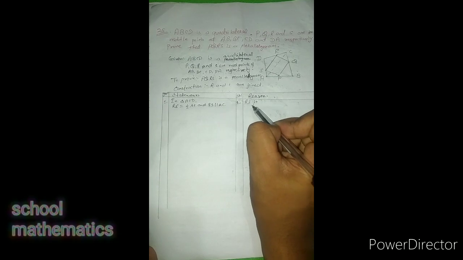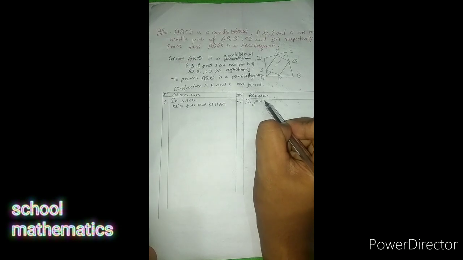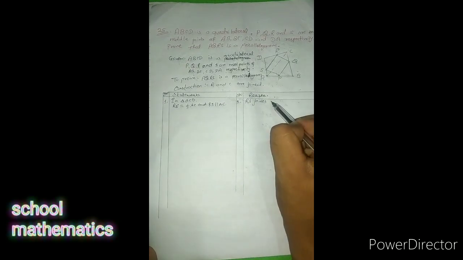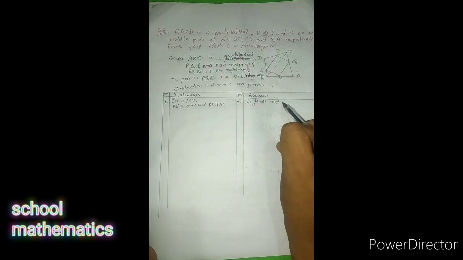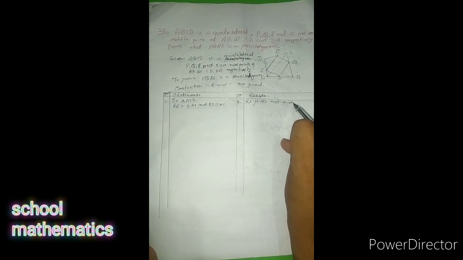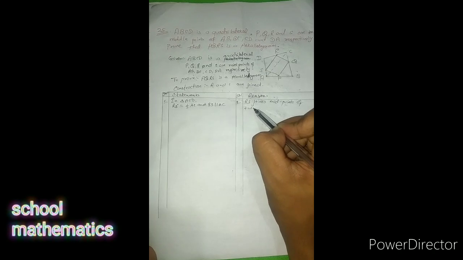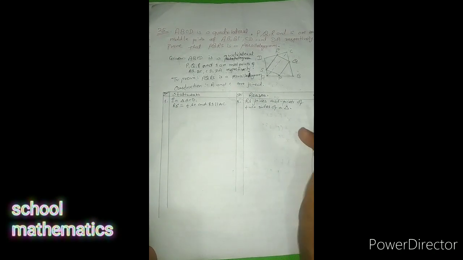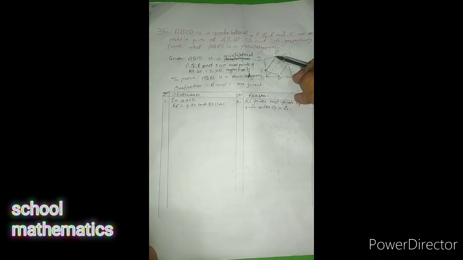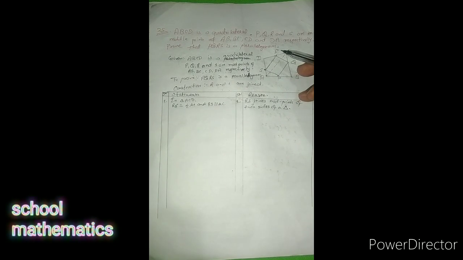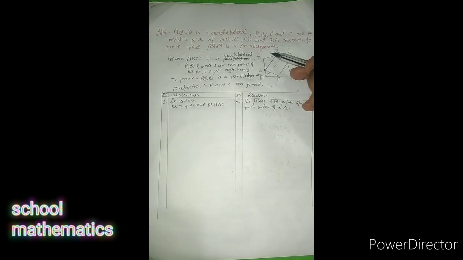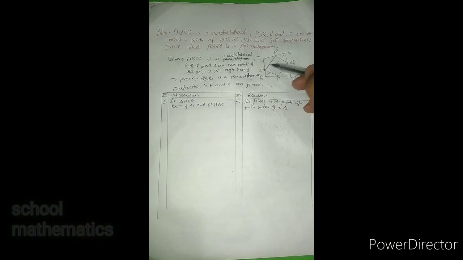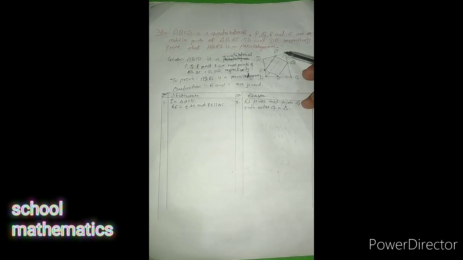RS joins the midpoints of two sides of a triangle. R and S are midpoints of these two lines. That is why this line is parallel to and half of the third side.